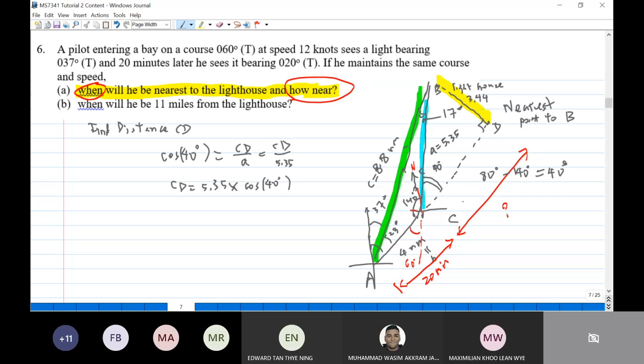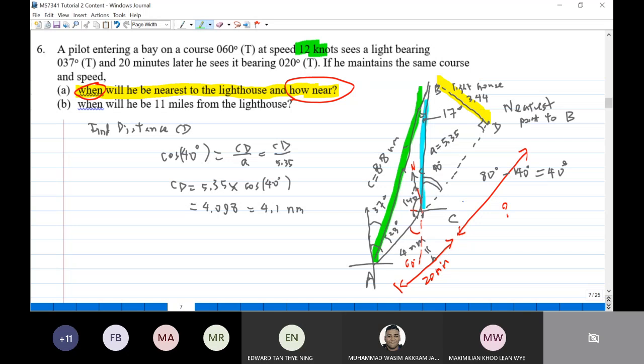So you calculate this one, okay? 5.35 times cosine 40 is 4.098. So you can consider 4.1 nautical miles. So how long does it take at the speed of the pirate? The speed of the pirate is 12 knots, 12 nautical miles per hour.